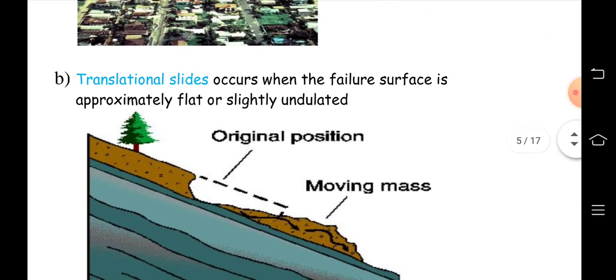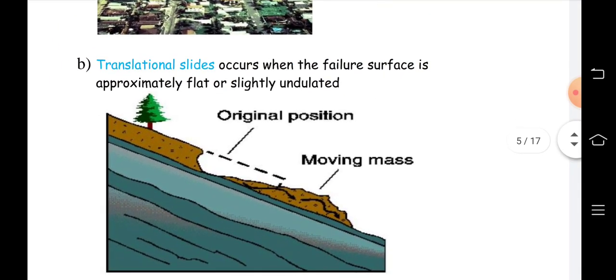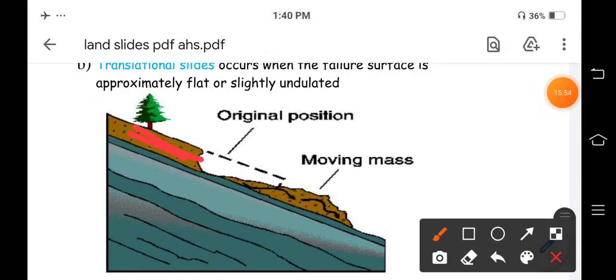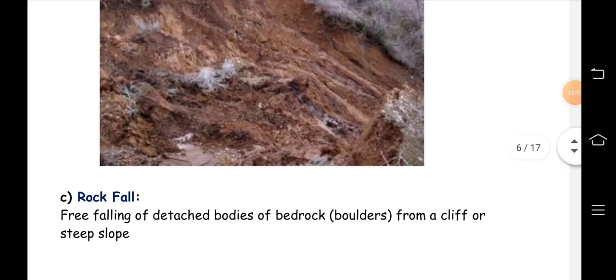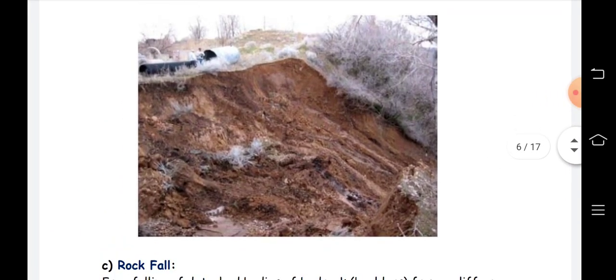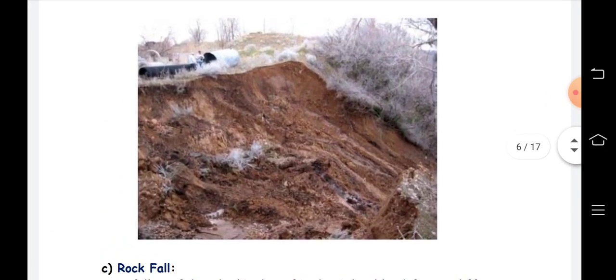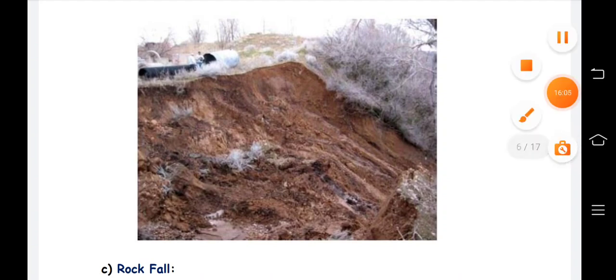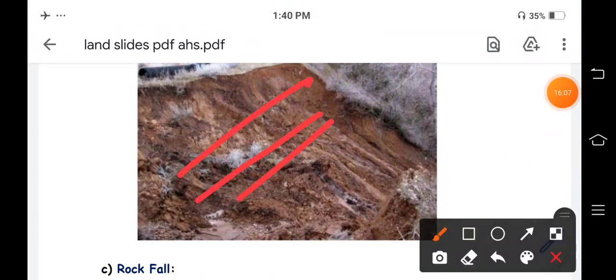Then the translational slide occurs in the same portion, but the surface is flat. Here the surface is a flat surface. If you look at the diagram of this translational slide, it is mostly a flat surface, and the sliding occurs along it. So this is the sliding.